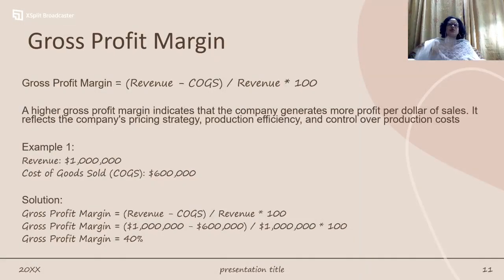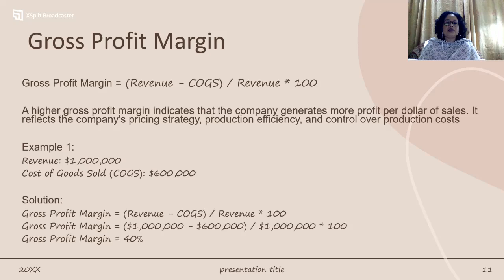Now come to the practical example, that is the gross profit margin: revenue minus your cost of goods sold, divided by the revenue, into 100. A higher gross profit margin indicates the company generates more profit per rupee of sales, or dollar of sales, you can say. It reflects the company's pricing strategy, production efficiency and control over production cost.